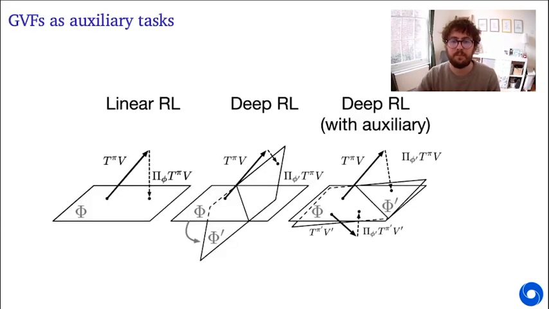To understand, though, why using GVFs as auxiliary predictions is actually useful, it's maybe worth thinking about what happens to the feature representation to try to understand what is the actual effect of this. So let's start with the linear function approximation case. So this is the plot on the left.